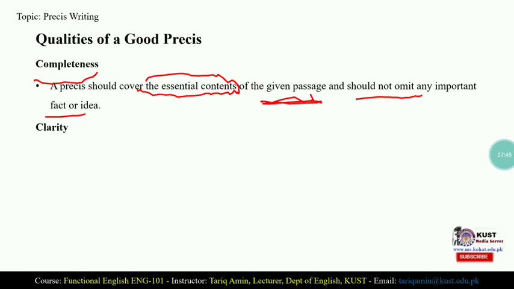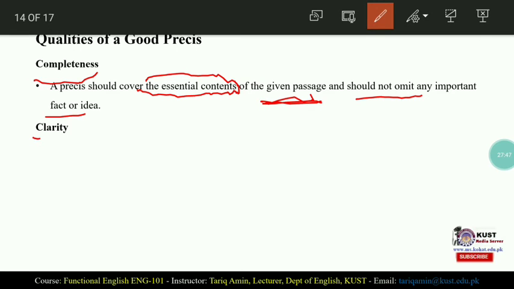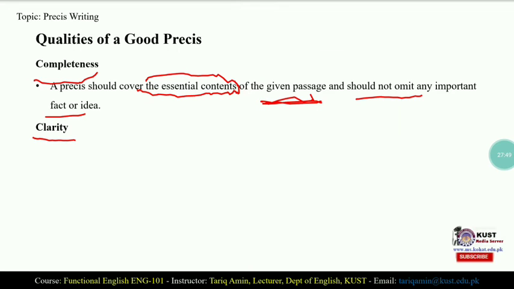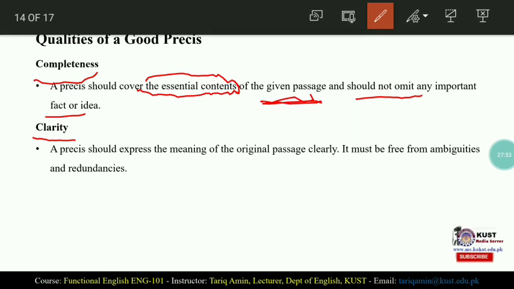The second one is clarity. Your Precis should be clear in all respects. It should discuss all the points in a clear manner. A Precis should express the meaning of the original passage clearly. It should express all the essential points, all the key points of the original piece of writing clearly. It must be free from ambiguities and redundancy.